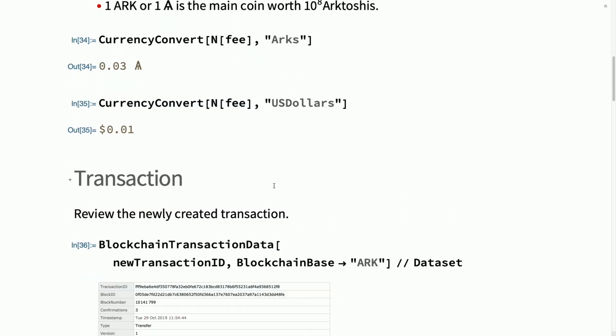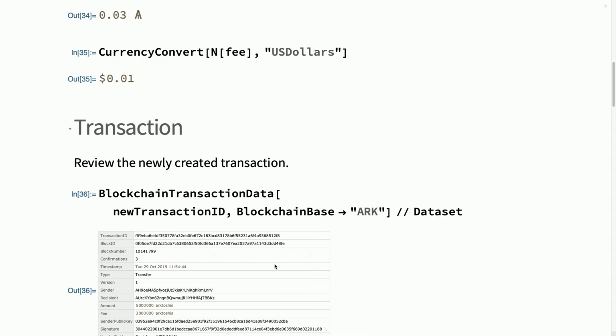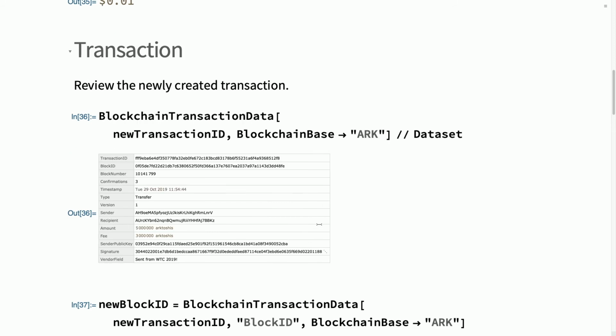Okay, so now we can review the newly created transaction. So the fact that we can even see this output here is because the transaction is already part of the blockchain. So everything worked out fine. Here we get a summary of the transaction, right? The sender, the recipient. This is the type, the transfer type. The amount, the fee, and here's our little message that we included.